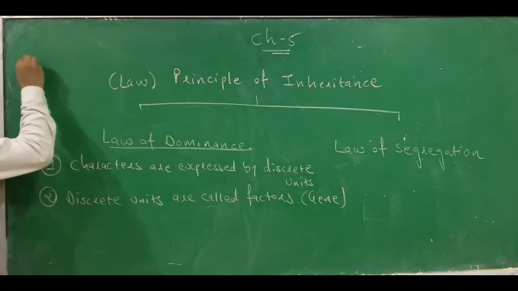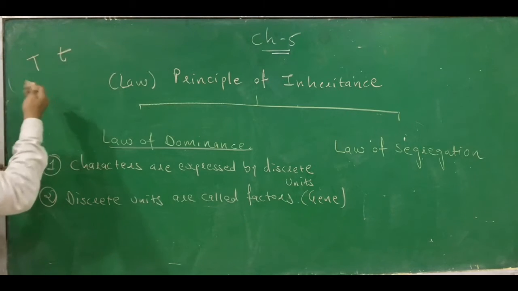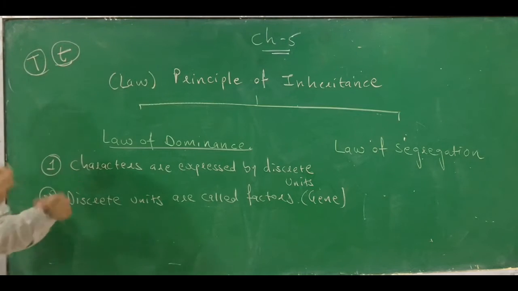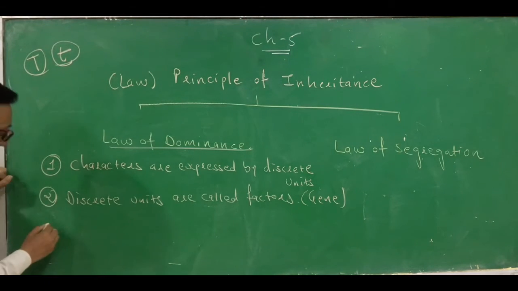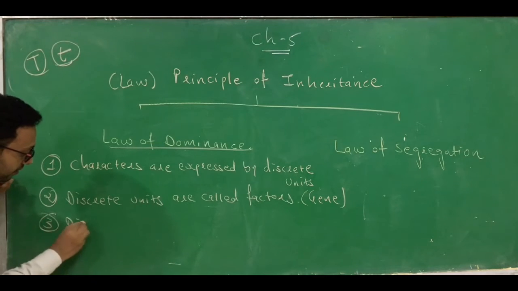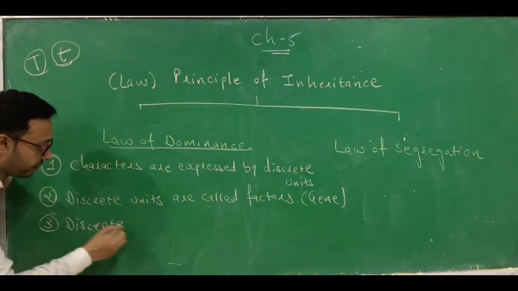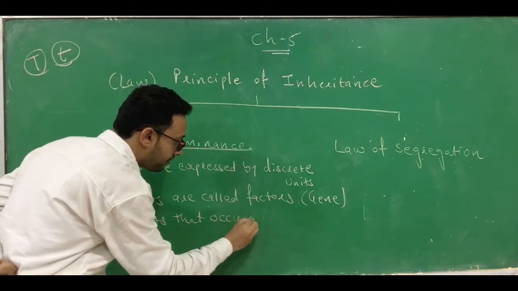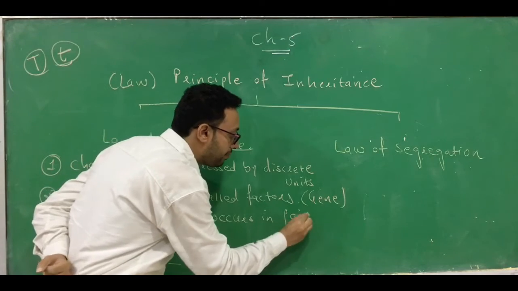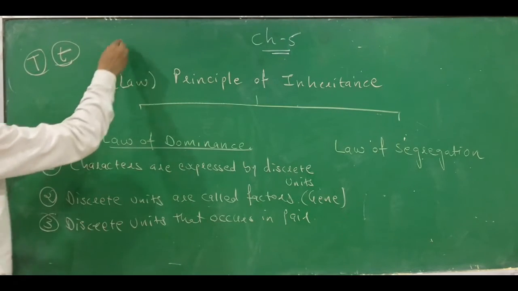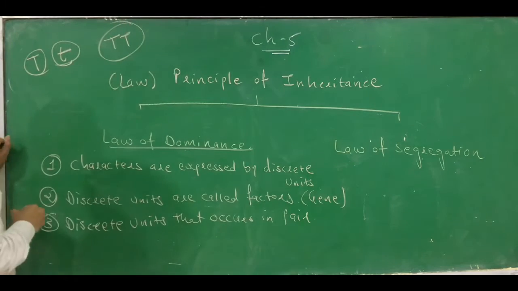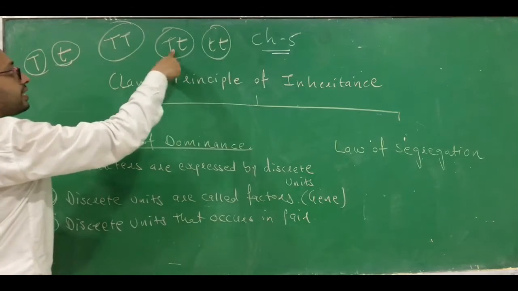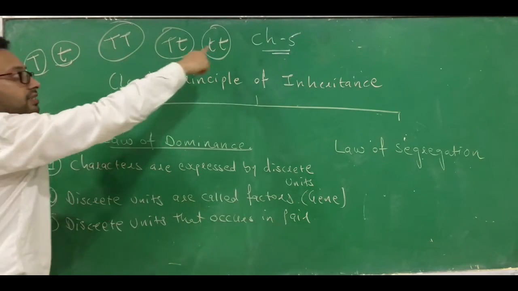Like here I will explain it, like capital T, small t. These are the units. They are expressed by discrete units, and Mendel called this a factor. Now, these discrete units occur in pairs. Remember, they occur in a pair. It's not like this. They are occurring in pairs: capital T, capital T; capital T, small t; small t, small t. They occur in a pair. See, this is a pair. This is a pair. This is a pair.